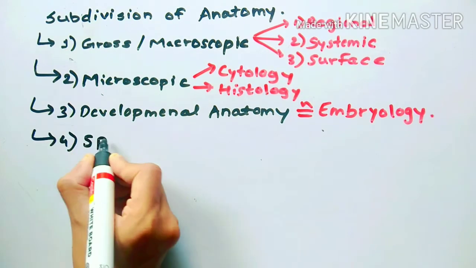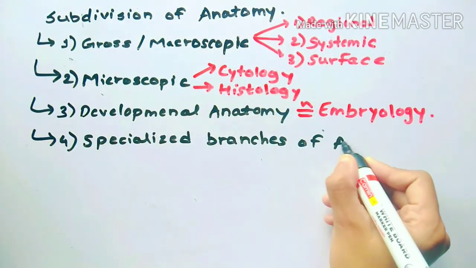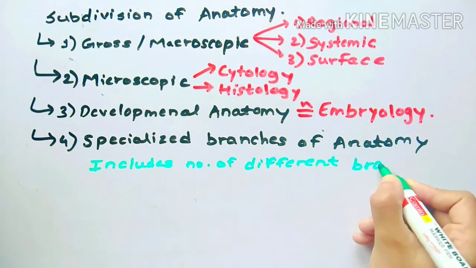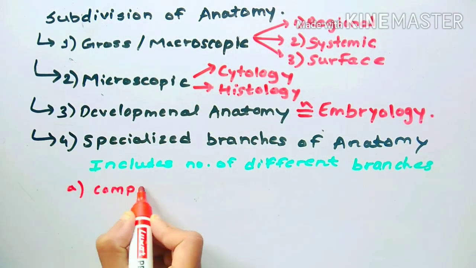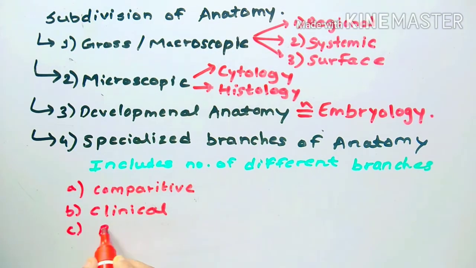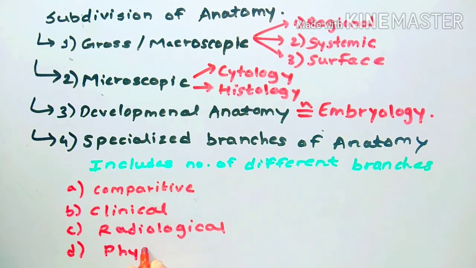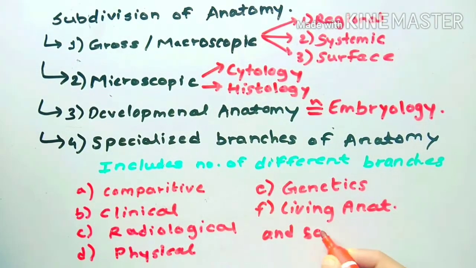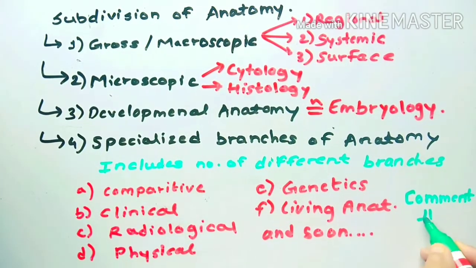Now let's study specialized branches of anatomy. This group includes a number of different branches like comparative anatomy, clinical anatomy, radiological, physical, genetic, and living anatomy. There are various different branches here. If you know some, then do comment and let us know.